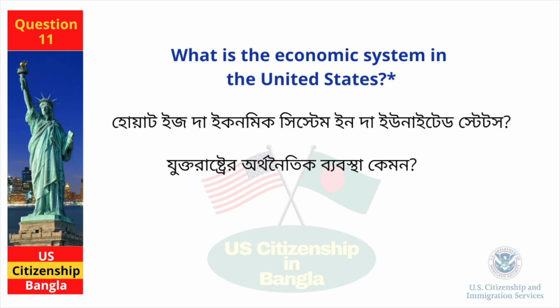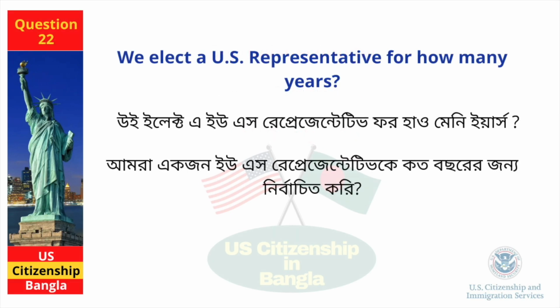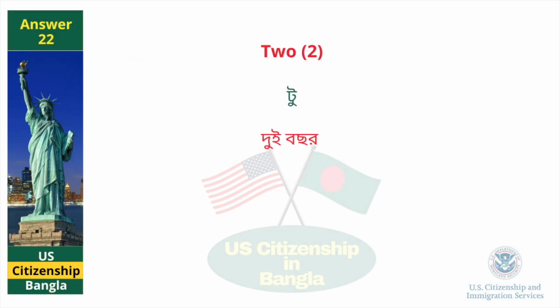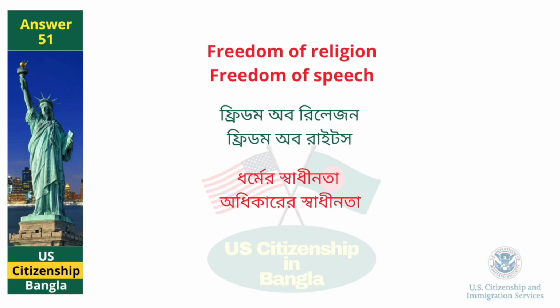What is the economic system in the United States? Capitalist economy. We elect a US representative for how many years? 2. What are two rights of everyone living in the United States? Freedom of religion, freedom of speech.